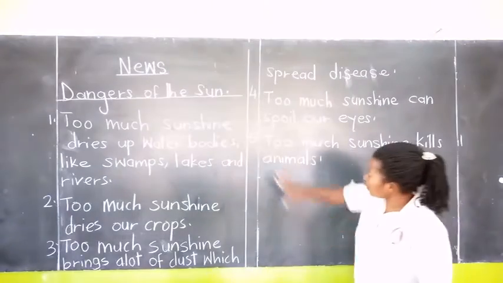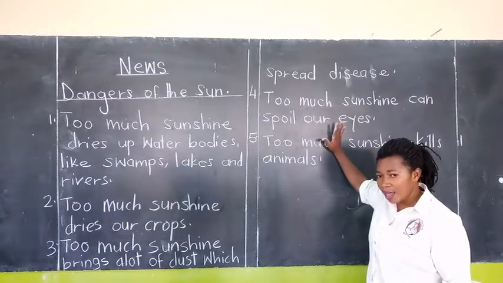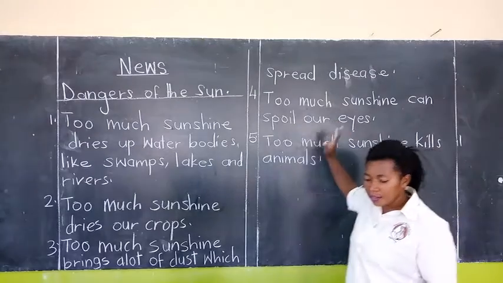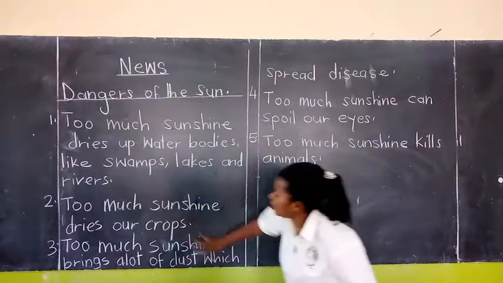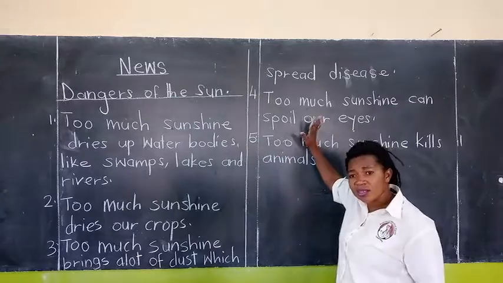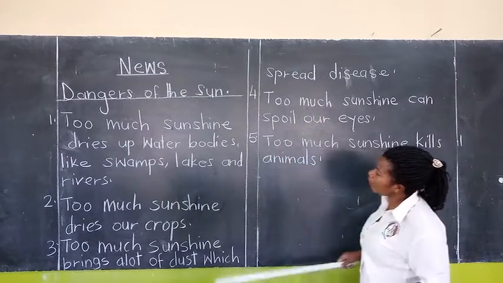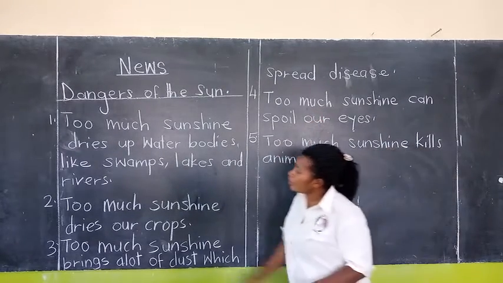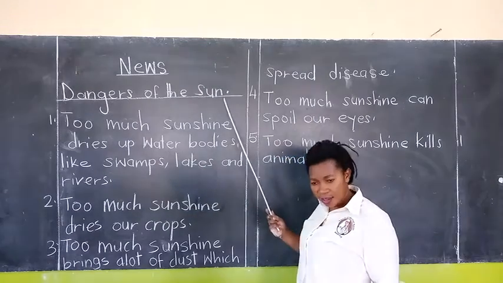So, these are some of the dangers of the sun. As we say, the sun has got the good part of it. Now, this is the bad part of the sun. So, we are going to read through the dangers of the sun. So we say, dangers of the sun.